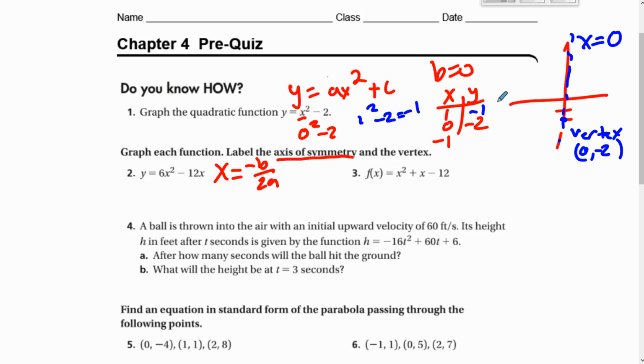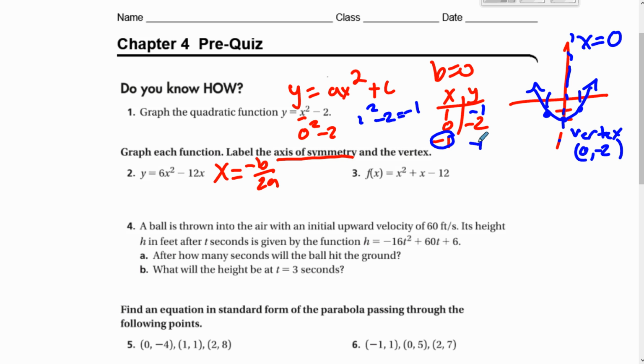Because I have the point at 1, -1, I could use this axis of symmetry and fold it over. This point is 1 away from that axis of symmetry, so I can go 1 on the other side, and I will have that same y value, so that I can graph my parabola here. Or I could plug in -1 into the equation, and I'll still get -1 out.